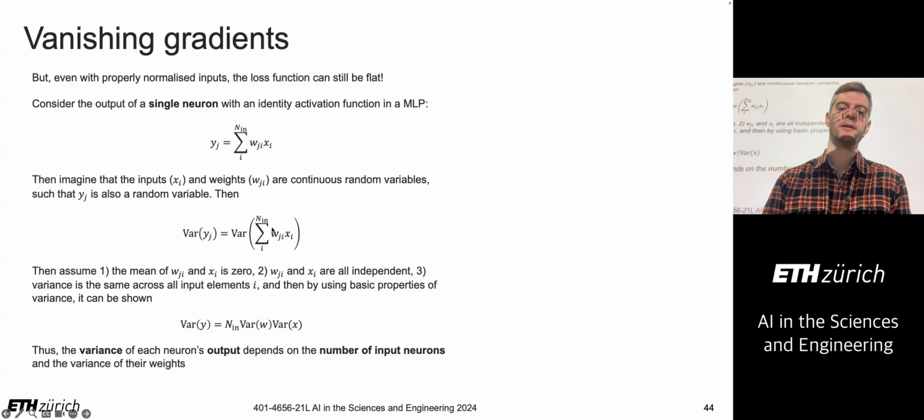So then the variance of y here is just the variance of this object. And if you make a couple more assumptions, for example, that each of the input elements are independent and identically distributed, and the same with the weights, you can show, just by basic properties of the variance of random variables, that the variance of y is the variance of x times the variance of the weight times the number of inputs, so the number of x elements that we're summing together here.